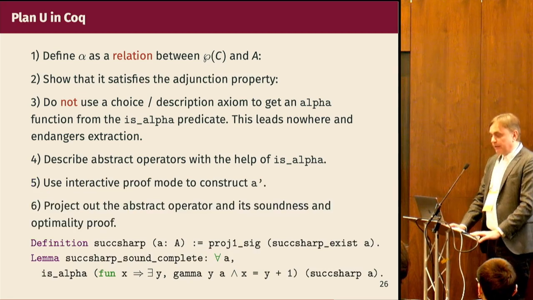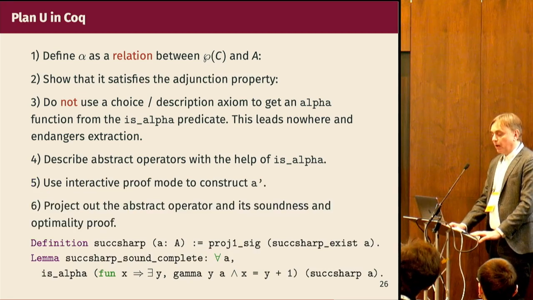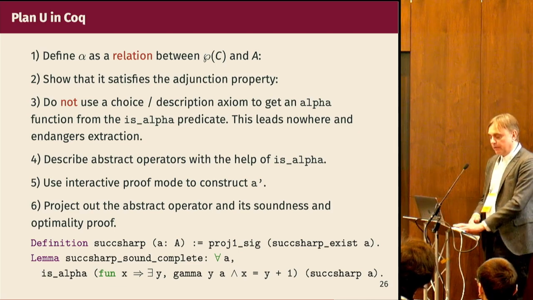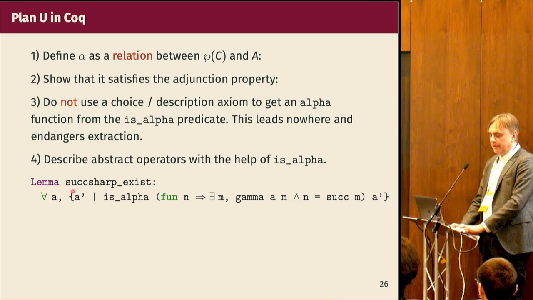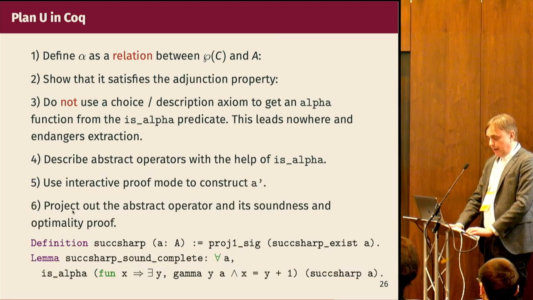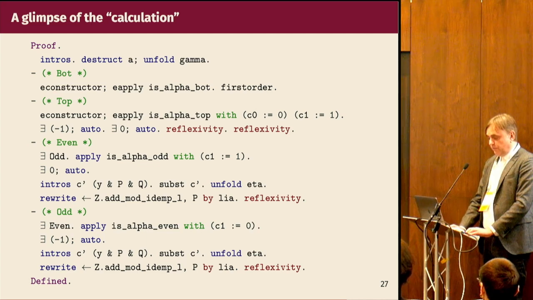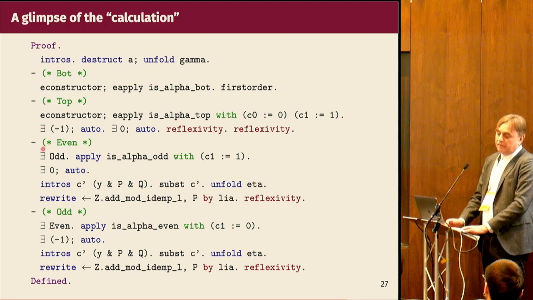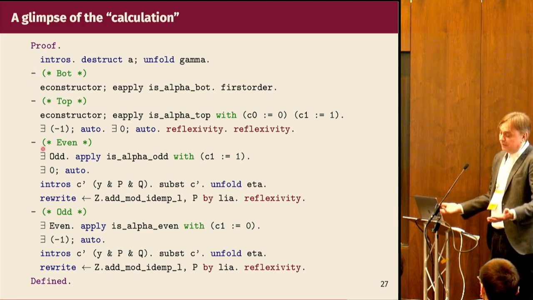And now you can use interactive proof mode to construct A prime. And now, in the end, you can project out the abstract operator and its soundness and optimality proof as the 2 components of this kind of dependent product. So it's not super pretty, so this is the proof, the derivation for successor. Of course, there are 4 cases: bottom, top, even, and odd.